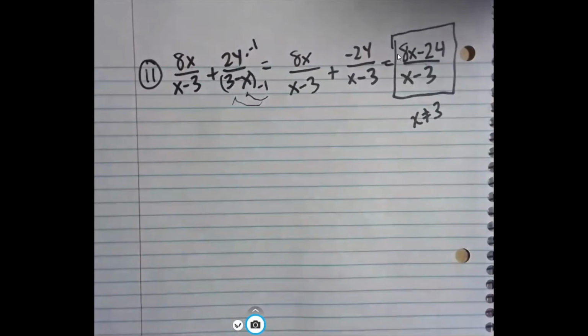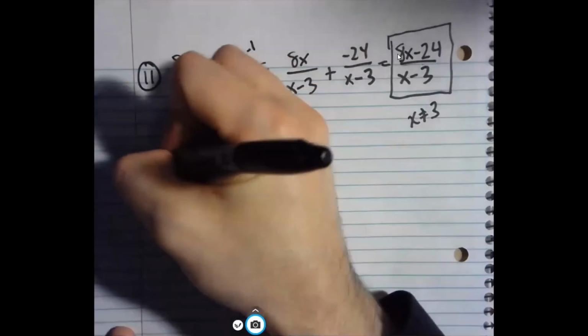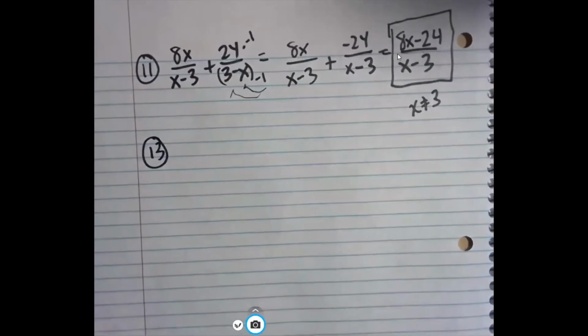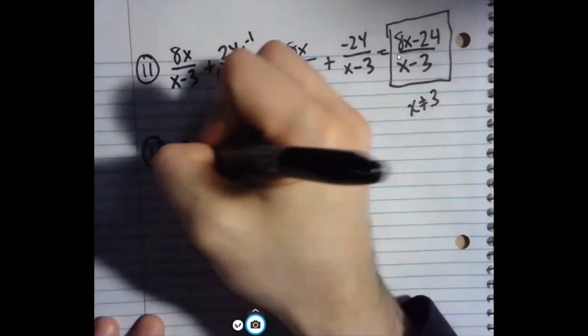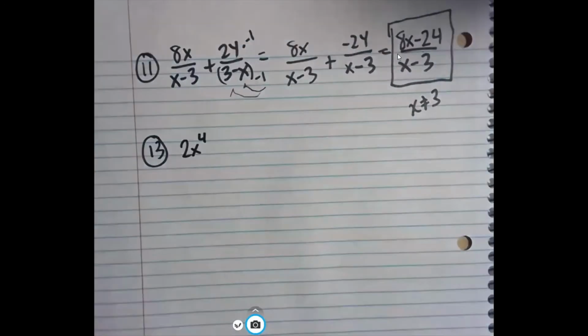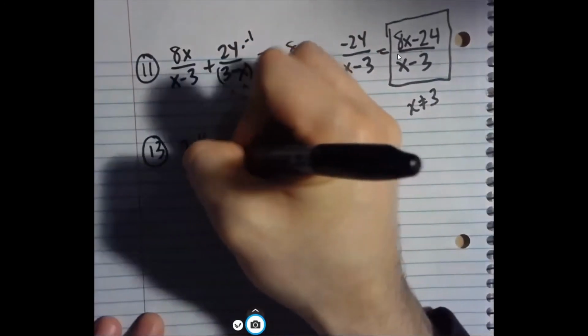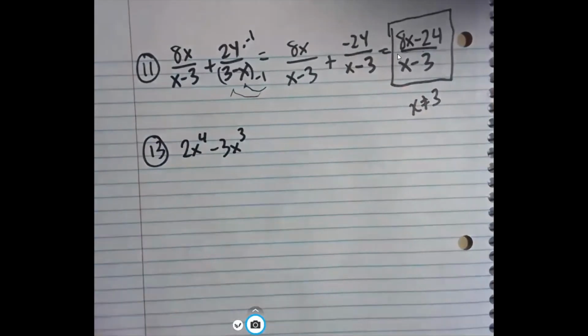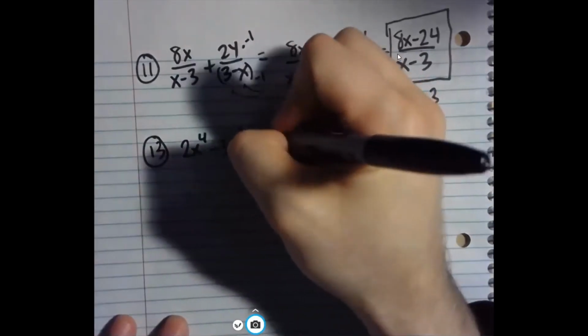Next problem is number 13. Number 13 says to factor 2x to the 4th minus 3x to the third minus 2x squared.